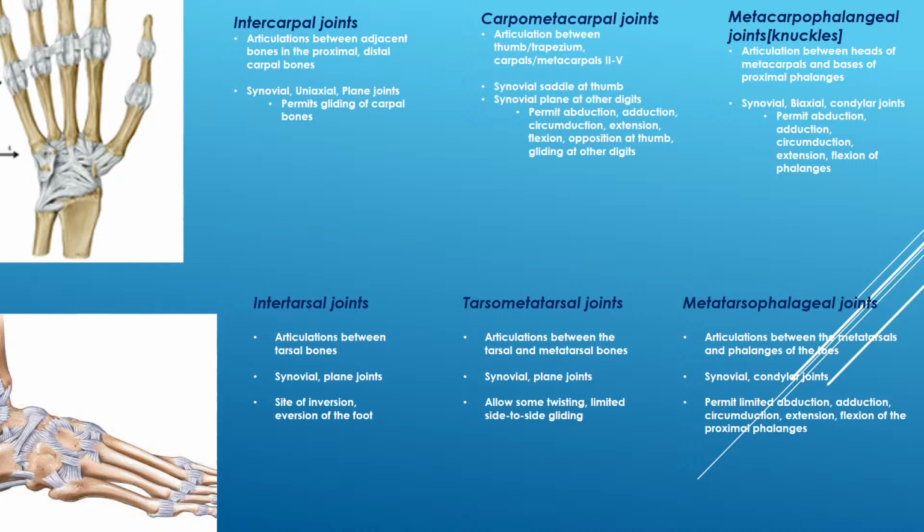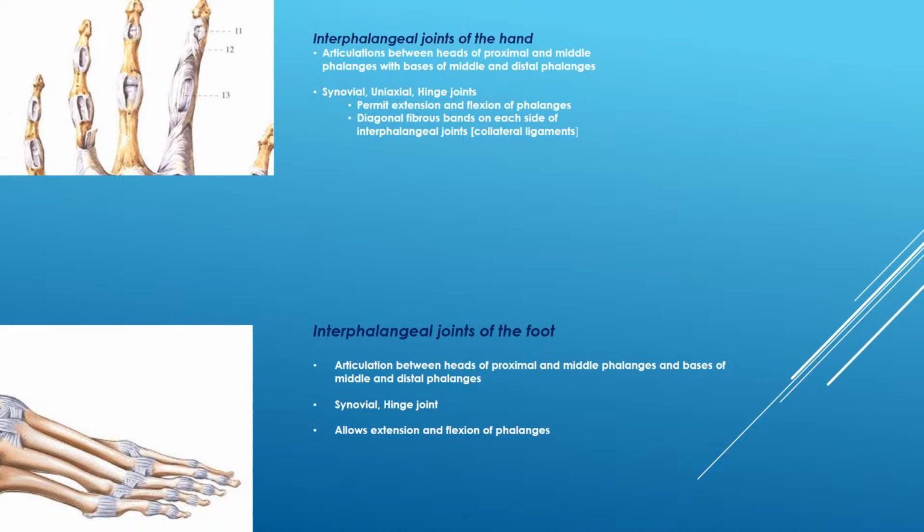The intercarpal, intertarsal, carpometacarpal, and tarsometatarsal all contain synovial plane joints. The metacarpophalangeal and the metatarsophalangeal contain condylar joints between them and the phalanges. The interphalangeal joints of the hand and of the foot have a lot more similarities. They're both synovial hinge joints, and they both allow flexion and extension of the phalanges.